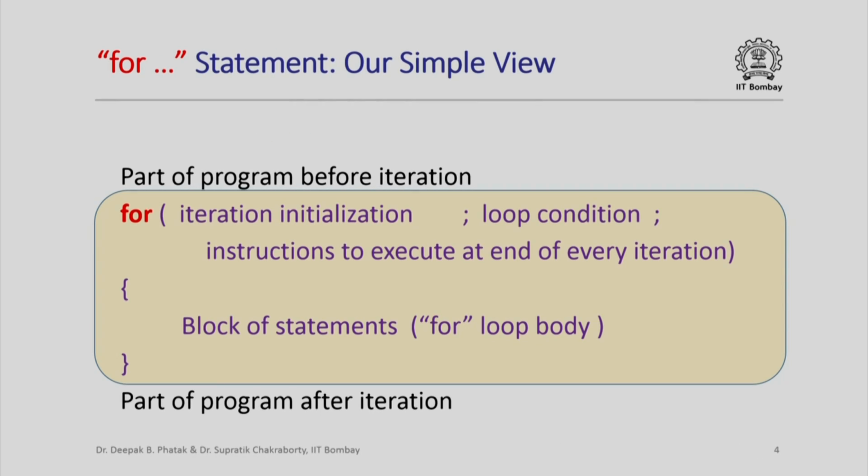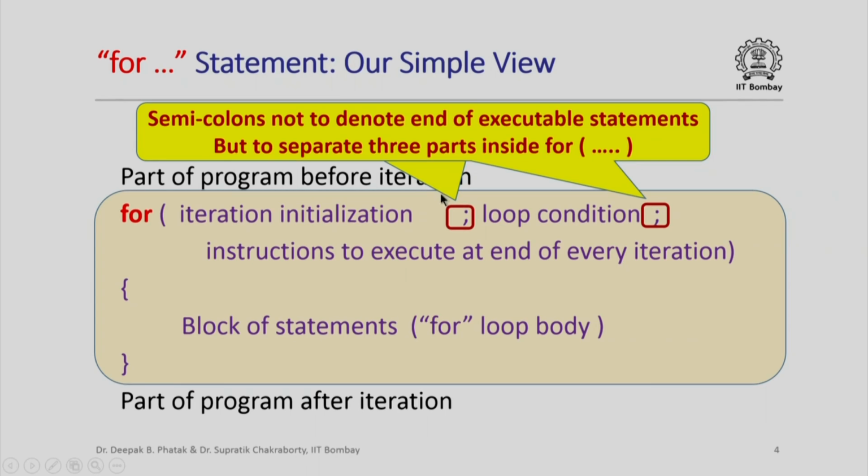Now recall from the earlier lecture that a for loop in C++ looks something like this. There is a part of the program before the iteration and then there is a part of the program after the for loop, and in between is your for loop where you use the keyword for, and then there is iteration initialization, loop condition and instructions to execute at the end of every iteration. We use semicolons to separate these three parts.